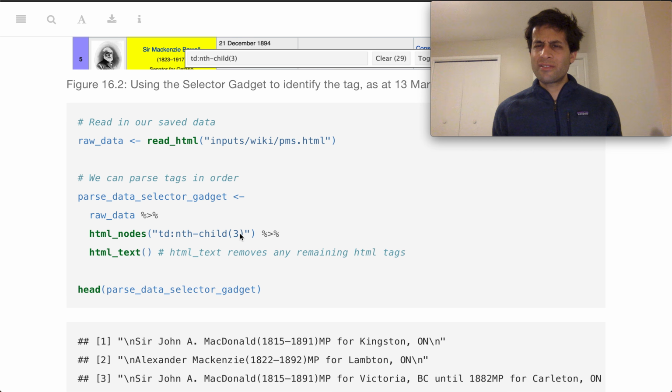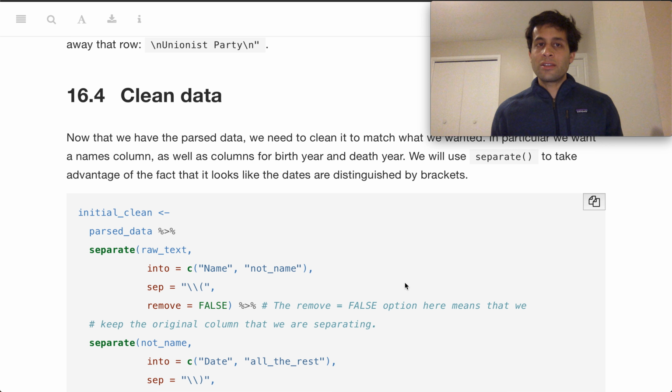Okay, so now we have the parsed data. We'd like to clean it. And so remembering our generated dataset, our simulated dataset, we are wanting a column of names, a column of birth years, and a column of death years. At the moment, all of our data is pretty much just all in the one column, and so we're going to use separate to separate that column into multiple ones.